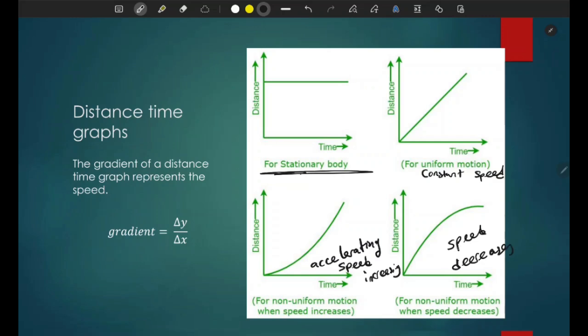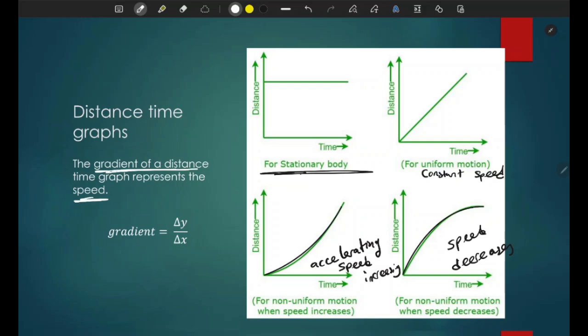The speed is increasing or decreasing because in the first one, this curve means the gradient is increasing. The gradient is equal to the speed of the object in a distance time graph. And in this one, the gradient is gradually decreasing. So if the gradient is equal to the speed, that means the speed decreases as the gradient decreases. So the gradient of a distance time graph represents the speed, as I said earlier.